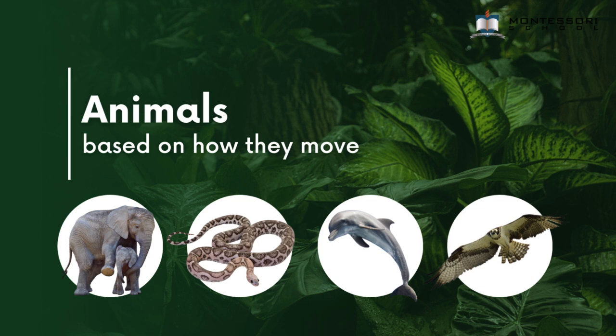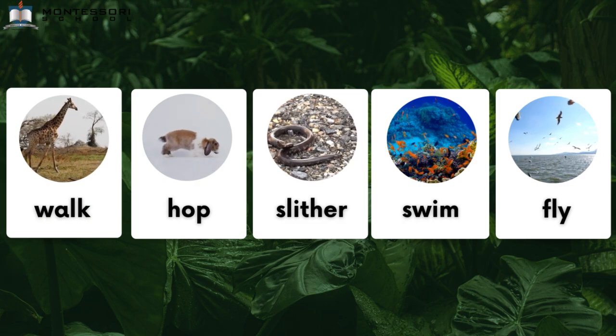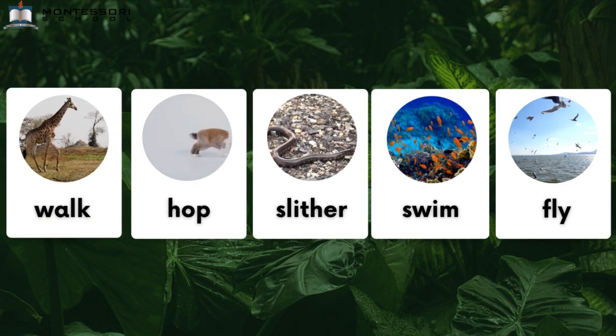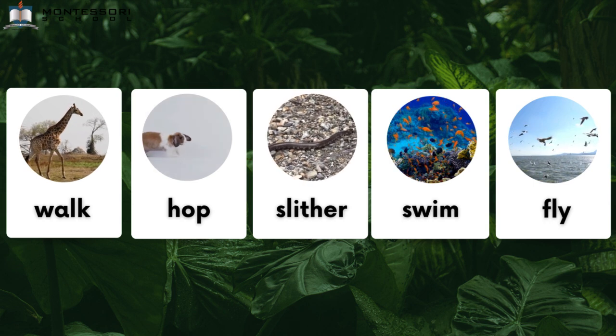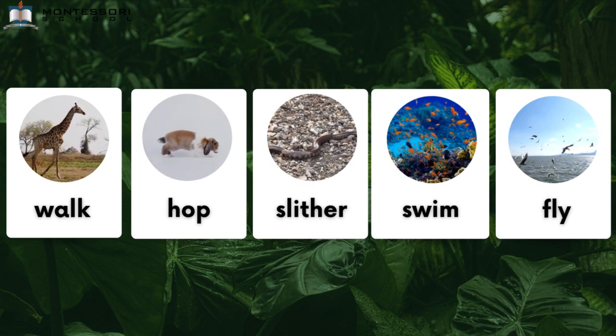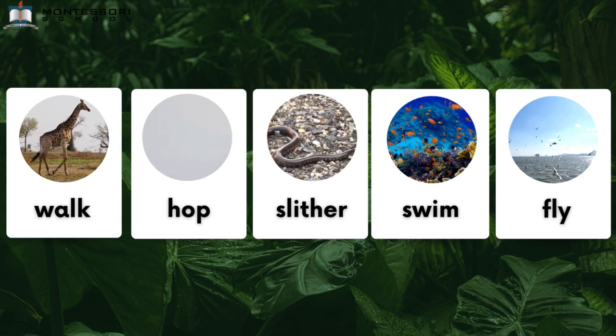Today we are going to learn about animals based on how they walk. Some animals walk, some hop, some slither, some swim, and others fly. Let's explore these different ways of moving. Are you ready, friends?